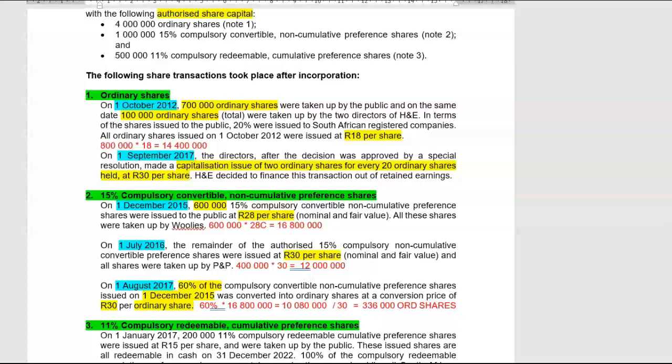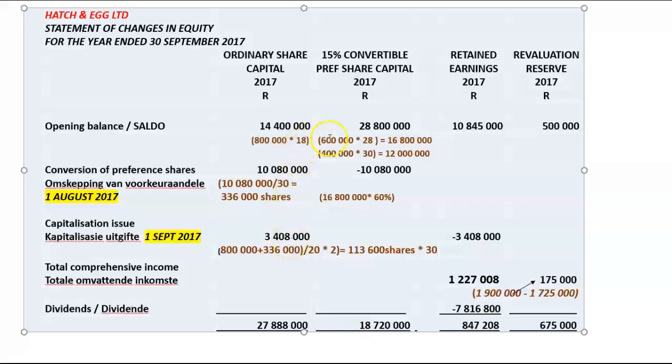So what did they do? They had excess monies in the retained earnings, and they decided that they're going to give some of that retained earnings back by way of additional shares that they're going to issue to the shareholders. So how many shares do they have at that stage? They have the 800,000 shares there, plus the 336,000 shares which was issued with the conversion of the pref shares. And that is the number of shares. So for every 20 shares, divided by 20 then, the shareholder is going to receive 2 ordinary shares, multiplied by 2.